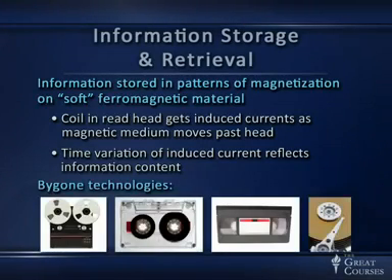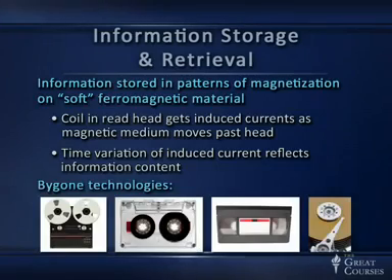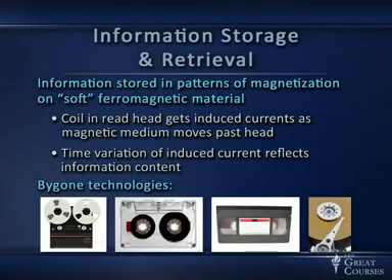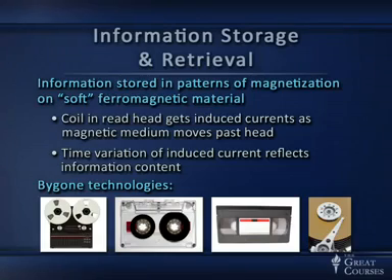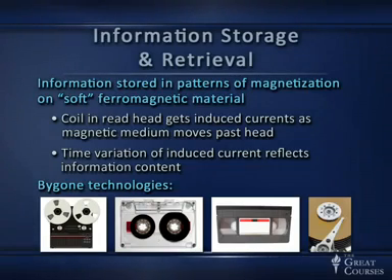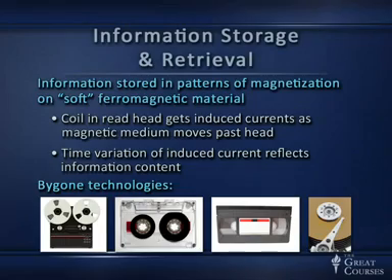Some bygone technologies did this: reel-to-reel tapes, cassette tapes, video cassette technologies. Not too long ago, many of you remember those, they all read their information through electromagnetic induction. And hard disks, like in this picture, used to read their information through electromagnetic induction. Today they all read it through something called the magnetoresistive effect, in which the resistance in that read head changes rather than getting induced currents. So, information storage and retrieval.